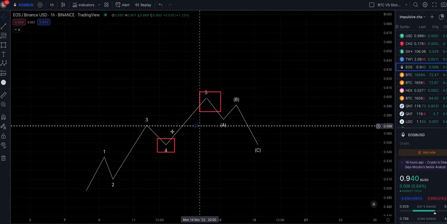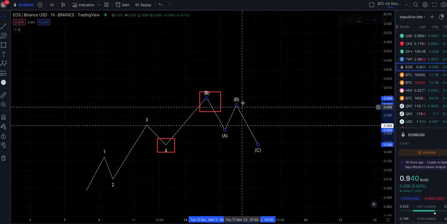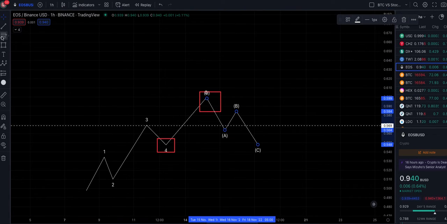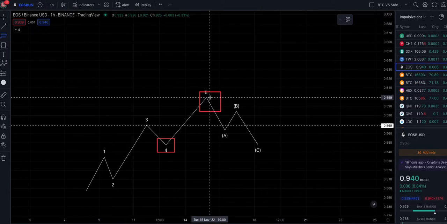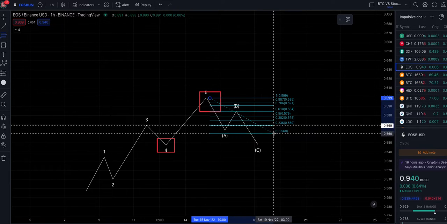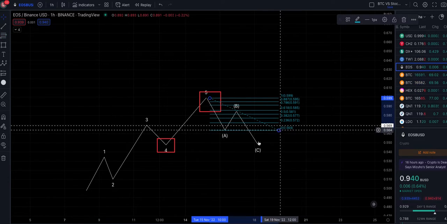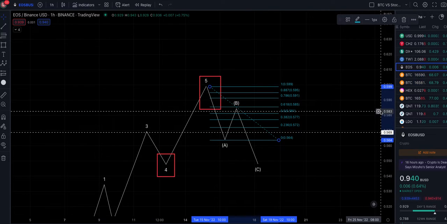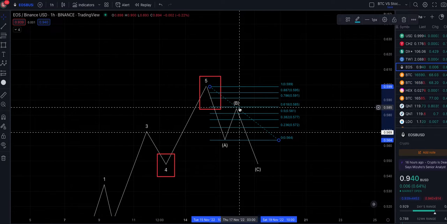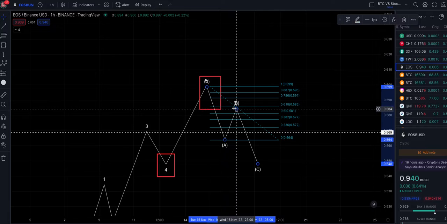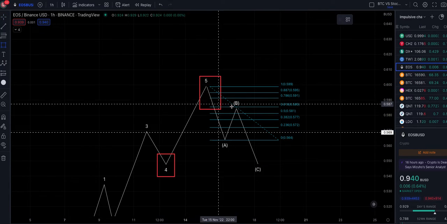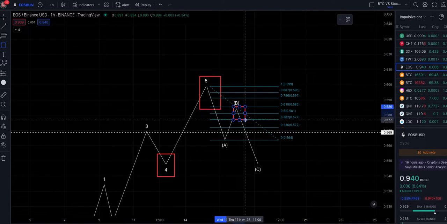Usually a wave B, the best way to measure it is by the top. You start at the top and then you retrace down to the wave A. And then you can look at the fib levels, and usually a wave B will end between the 6.18 fib and the 3.82 fib. So somewhere between these three fibs, there will be a reversal.